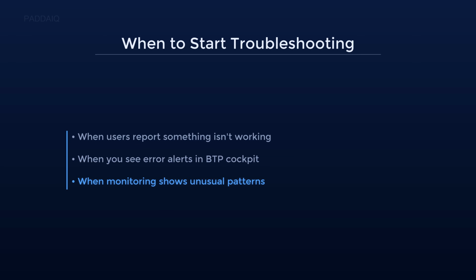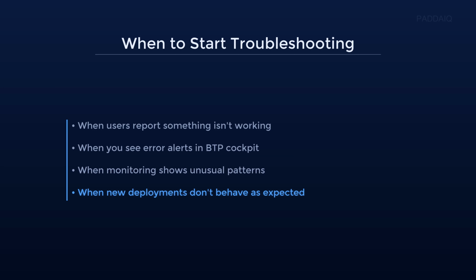When monitoring shows unusual patterns, this means your system metrics, like response times or error rates, deviate from their normal, expected behavior. For example, if your application's memory usage suddenly spikes to 90% during low traffic hours, that's an unusual pattern. It is a clear signal to begin your investigation immediately.